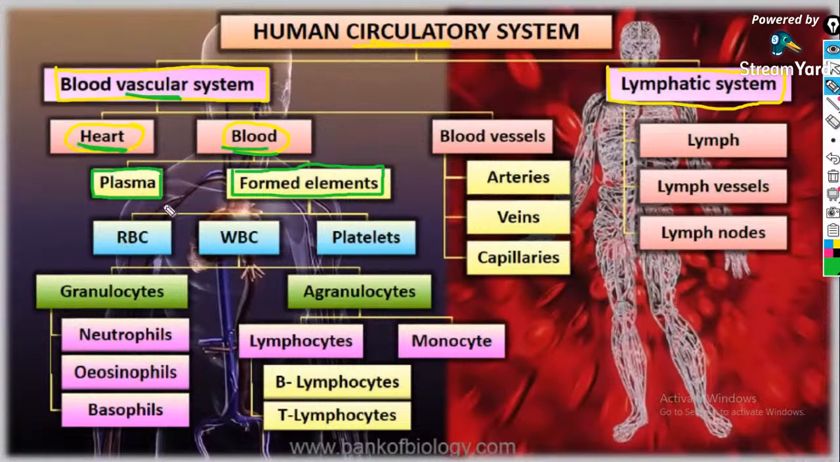So the blood is composed of two different elements, that is plasma and the formed elements. From the formed elements, you will have three different kinds of cells, that is RBC, WBC and platelets. What is RBC? Red blood corpuscles. WBC, white blood corpuscles, and platelets. We will discuss them in detail at that particular time.